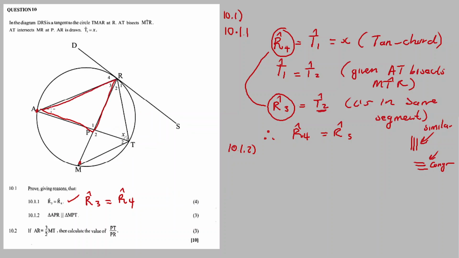APR is this triangle, then MPT. So to prove similarity, we prove the angles. We have to prove that the angles in these two triangles are equal. So we start with angle P1. I usually like doing this in both triangle APR and triangle MPT.